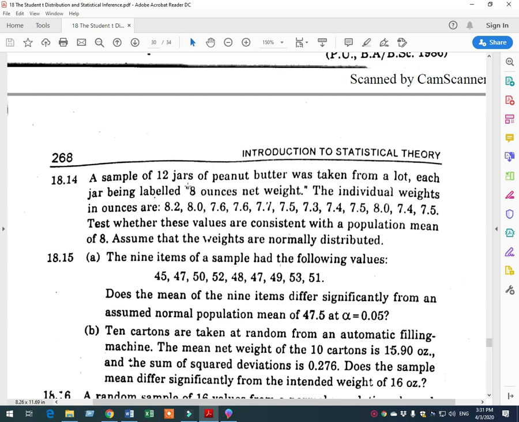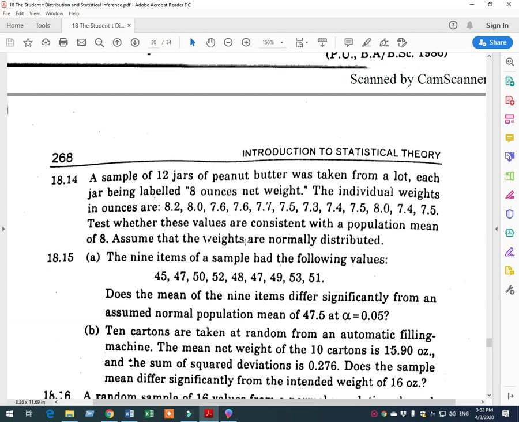Now look at this very carefully. The population mean is given to us, so here we will not put the value 0 into our null hypothesis. We will be putting the value of 8, and the sample of 12 is given to us, and we have measured the weights of these 12 jars. Now we will be testing whether these jar sample values are consistent with the population mean. So for that I'll be following the T distribution.